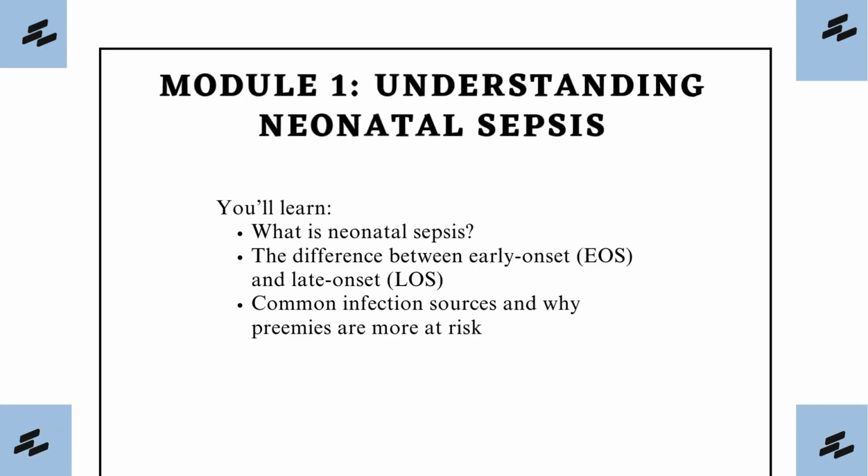Module 1. Understanding neonatal sepsis. Neonatal sepsis is a life-threatening bloodstream infection in newborns. It comes in 2 forms. Early-onset sepsis, EOS, appears within the first 72 hours of life, often passed from mother to baby during birth. Late-onset sepsis, LOS, appears after 72 hours, typically caused by environmental or hospital-acquired infections. Common bacterial sources include Group B Streptococcus, E. coli, and other pathogens. Premature or low birth weight infants have underdeveloped immune systems, making them more vulnerable.